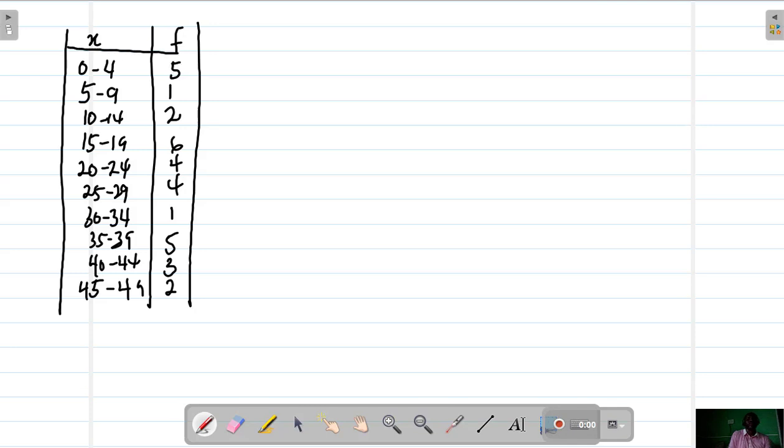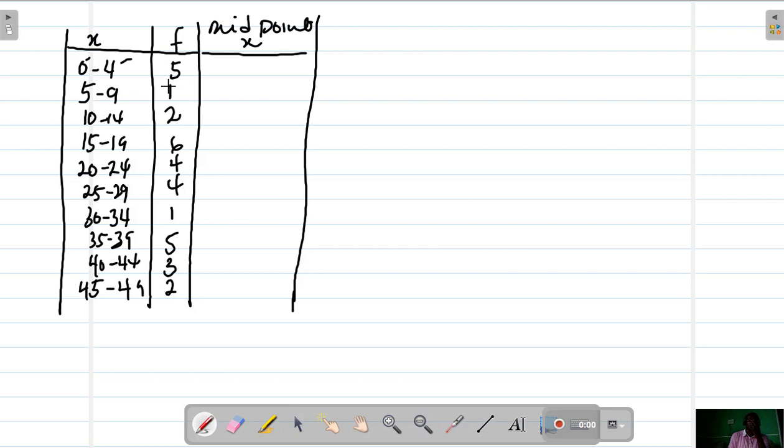This is our frequency. To find the mean deviation, first thing is to find the midpoint, which will stand for our x. So we find our midpoint first. The midpoint is the sum of the lower and the upper class divided by 2. So 0 plus 4 is 4, over 2 will give us 2. Here will give us 7.